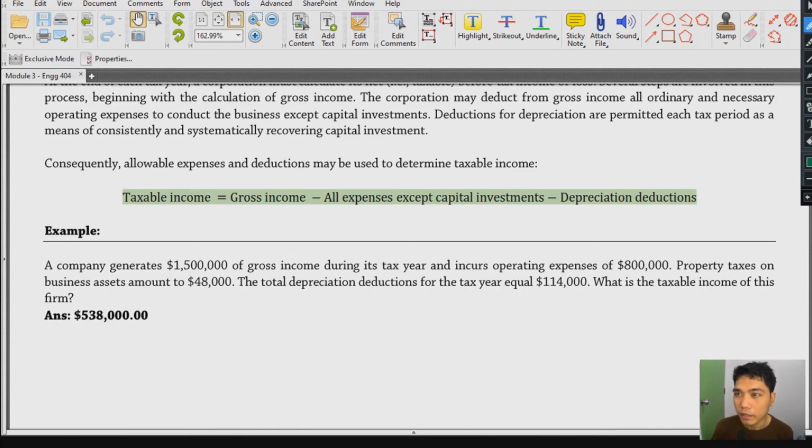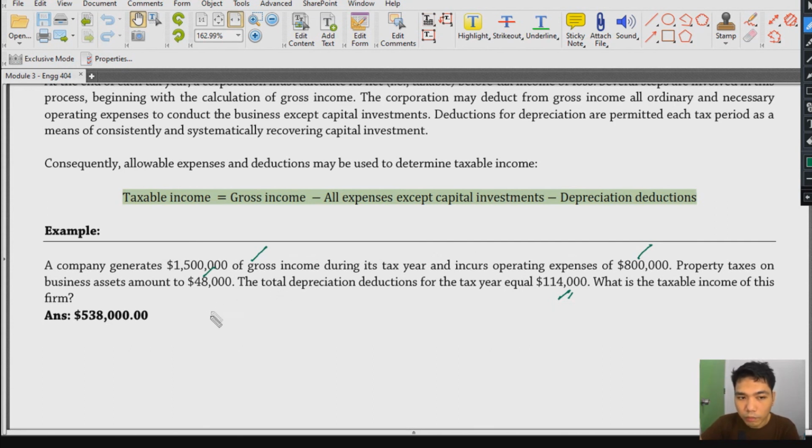So remember, sabi natin for taxable income, you just have to incorporate the gross income, all expenses and the capital investments. So this one incurs operating expenses 800,000. Property taxes on business assets amount to 48,000. So these two are part of the expenses except our capital investment. Kasi, remember, these are operating expenses. So, syempre, kasama yun sa expenses. Property taxes, hindi naman yan capital investment kasi asset mo yan eh. So, that's 48,000. So, kasama pa rin yan. And how about this total depreciation? So, syempre, kasama rin yan. So, lahat ng mga ito is kasama.